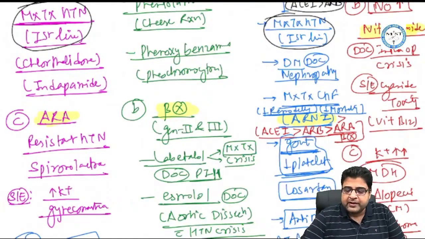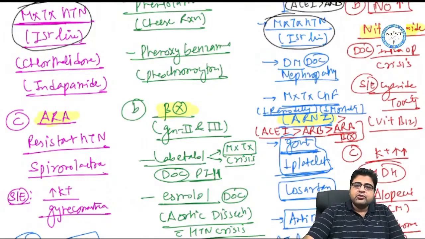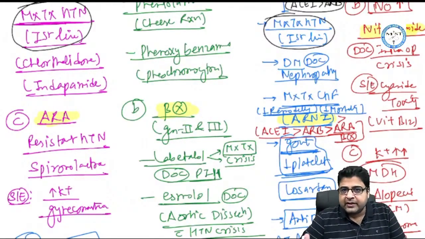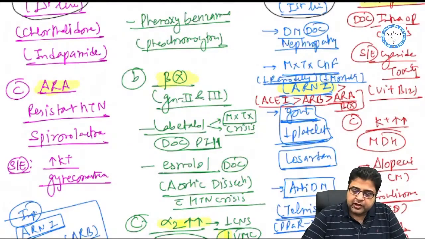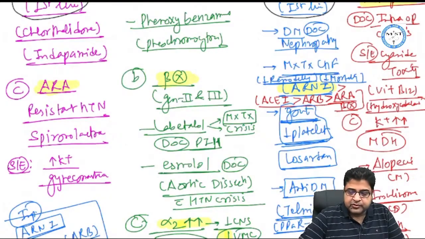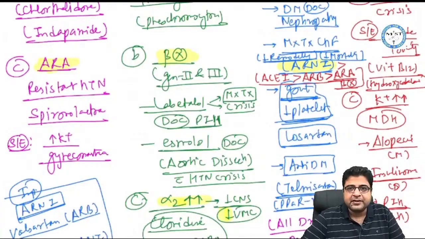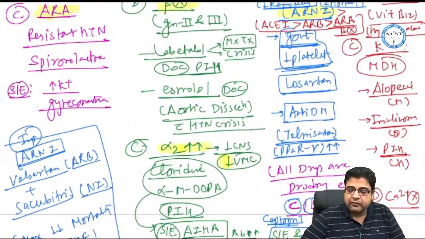Now, whenever we give this medicine in high dose, this medicine can cause cyanide toxicity as a side effect. So nitroprusside, the important side effect is cyanide toxicity, and the antidote of choice for cyanide toxicity is vitamin B12, or we can call it hydroxycobalamin. So the antidote of choice is hydroxycobalamin, also known as vitamin B12, which is used as an antidote of choice for cyanide toxicity.